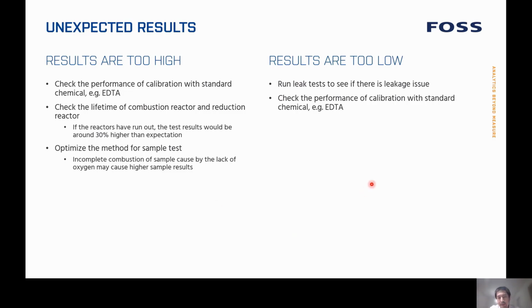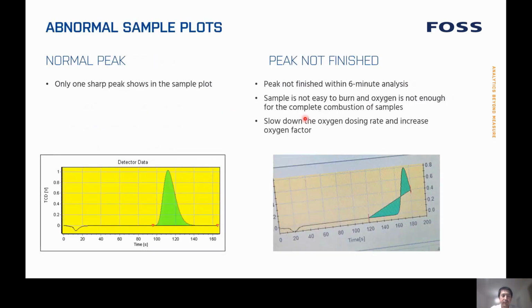And if you get a low result, that probably means you have a leakage in the system, then you should run a leak test to ensure there's no leakage in the system. And also check the calibration curve. If the verification gets a low result, that means you have to adjust the calibration curve to ensure that your result can be accurate with the calibration curve.